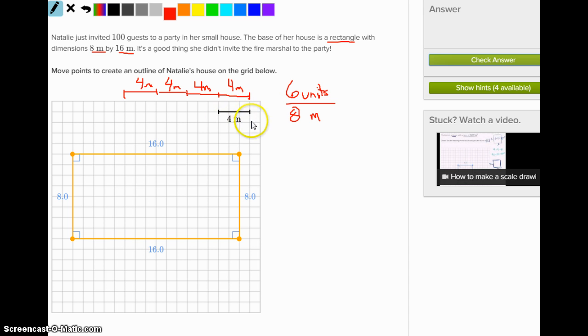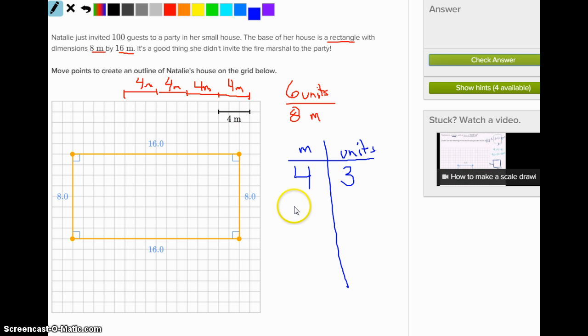Now that works when you're given a scale like this, but there are other ways to look at this too. So my answer is going to be 6 units by 12 units. Let me show you how it looks on a table. So I know that there's my meters, there's my units. 4 meters is 3 units. 1, 2, 3. So that means I double that. 8 meters is 6 units.